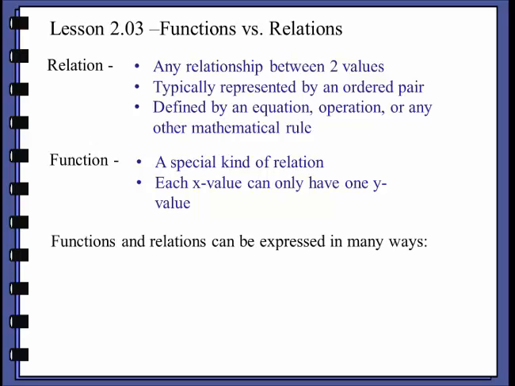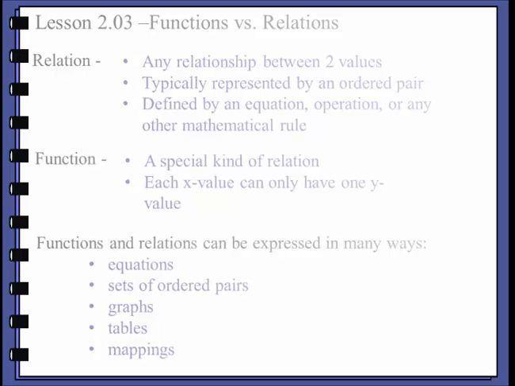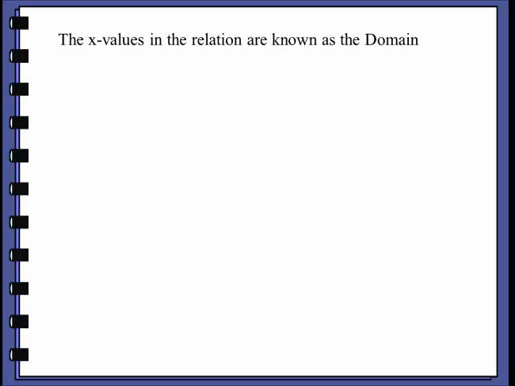Functions and relations can be expressed in many ways: equations, sets of ordered pairs, graphs, tables, or something called a mapping. The x values in the relation are known as the domain. The y values in the relation are known as the range. Our domain is where we come from. You think about your house as your domain, and then your range is where you go to, all the places you go.